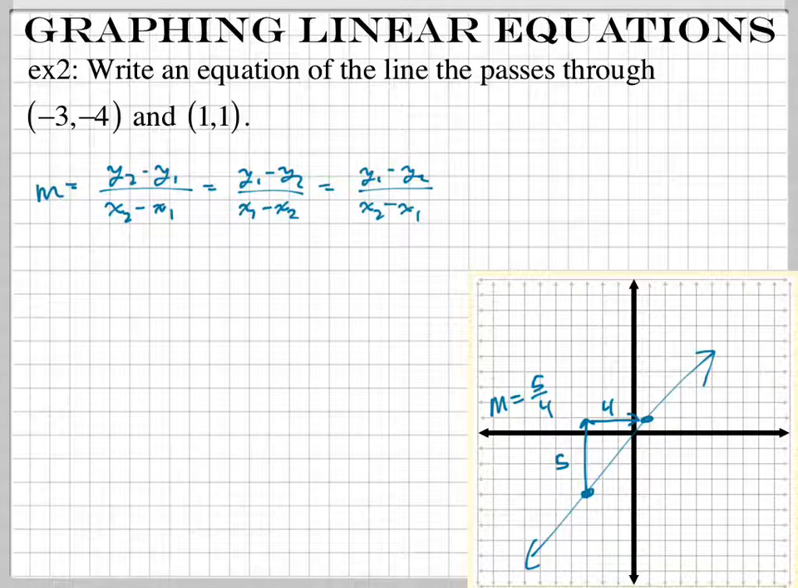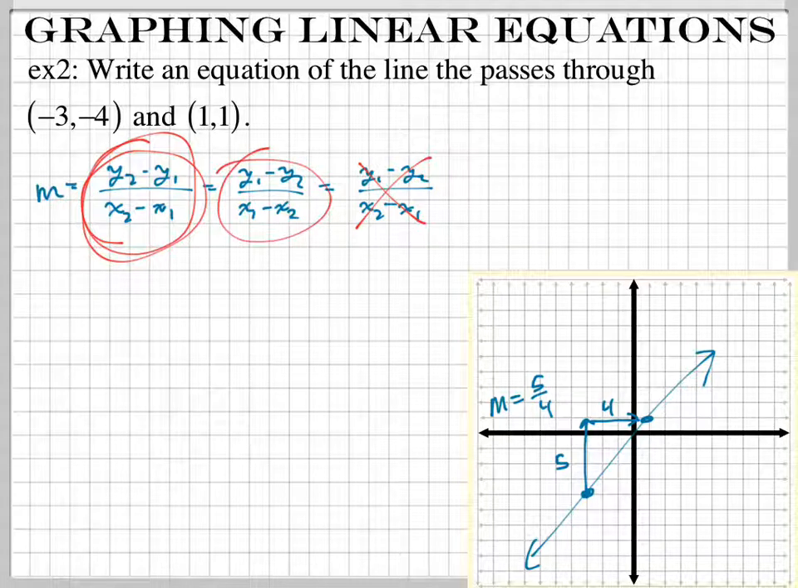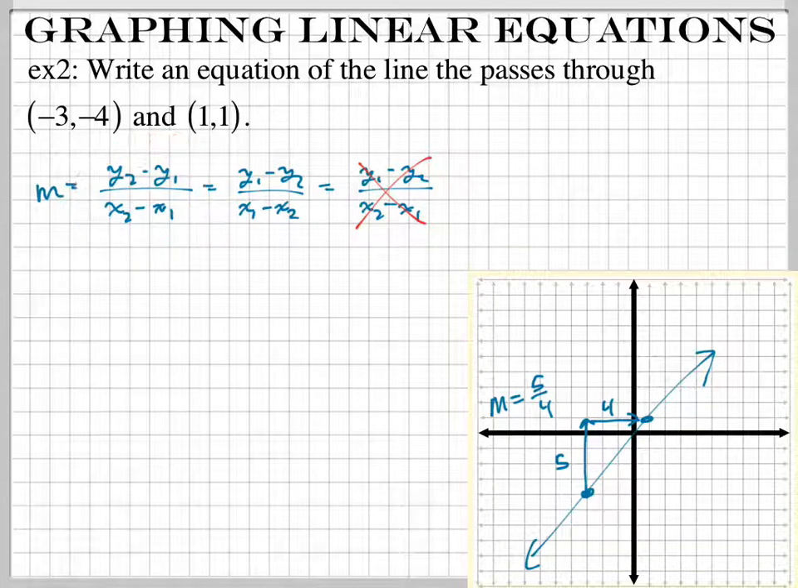One of these is wrong. This one. Can't do that. They have to be the same points on top of each other. And I don't like the formula. Why? Because some people think that only this is the right answer. That's not true. You can do this one also. It just matters the order that you subtract them in.